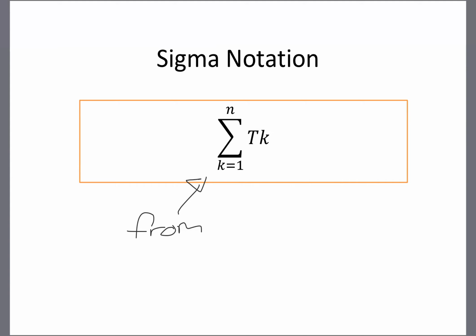And then your n at the top, this is where you stop. This is where your sequence ends, right? So you must remember that the one at the bottom, where it says k is equal to 1, is my starting point, and the one at the top is where I end. And then the sigma means the sum of.